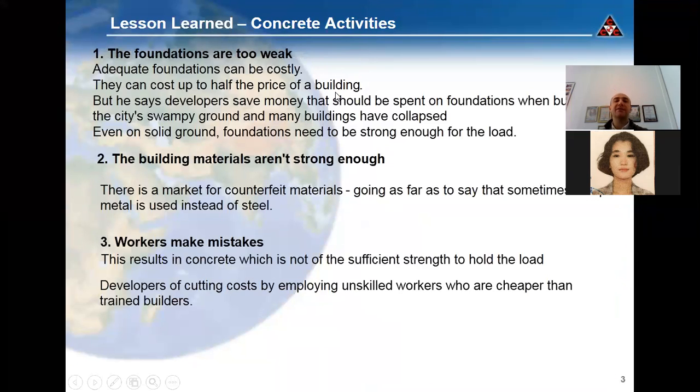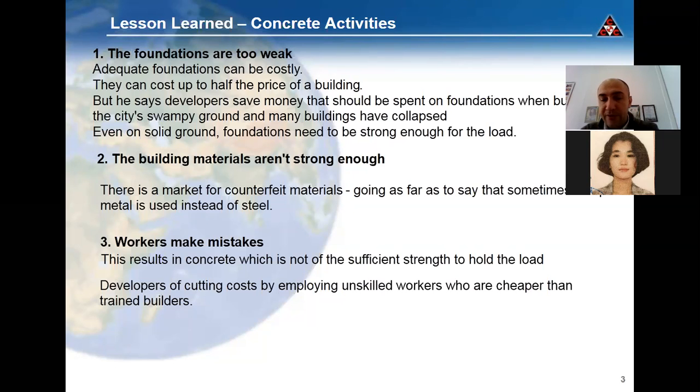So during the investigation of the collapse of that building, the main five reasons why the building collapsed were determined. And let's talk about each of those problems. Foundations are too weak.